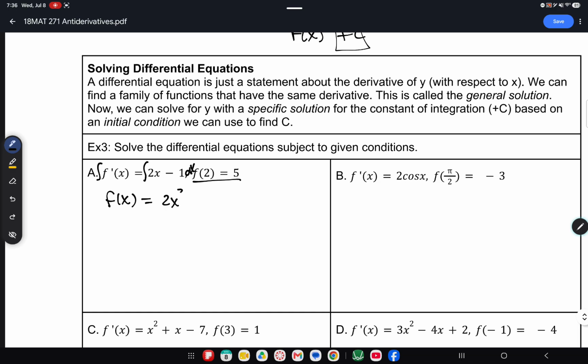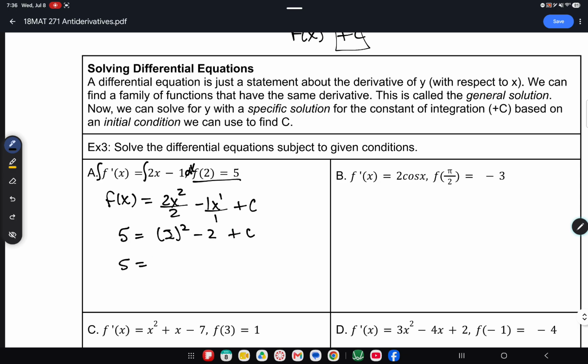So 2x, add 1 to the power, divide by the new power. And then add 1 to the power, divide by the new power. And then we normally put plus c. I'm going to simplify in the next step, but I know that f of 2 is 5. So let's plug that in. That 2 over 2 will cancel, so I have x squared. And then all of that just cancels out, just be x.